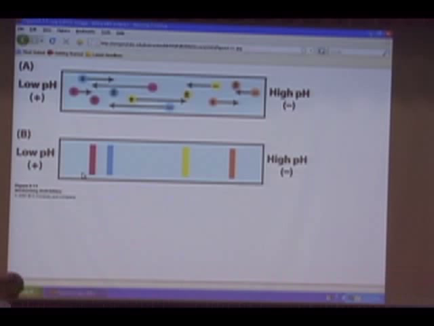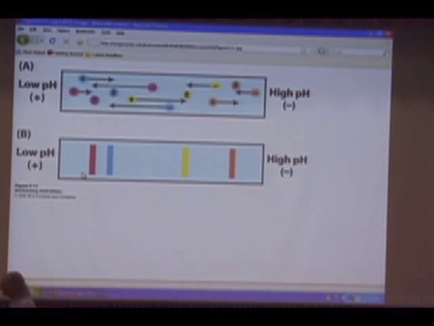The technology of two-dimensional gel electrophoresis uses as its first step something called isoelectric focusing. Now, isoelectric focusing is a remarkable technique for separating molecules on the basis of their pI, that is their isoelectric point. So the separation is on the basis of their pI. How does that work, you might wonder?